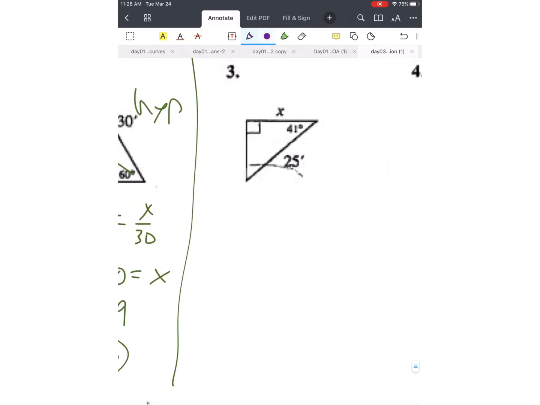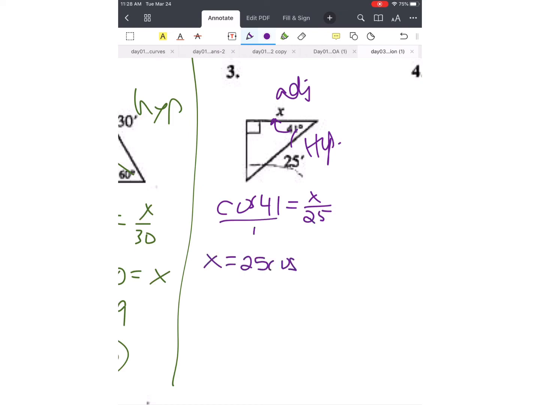We're going to have this one is adjacent. This one is hypotenuse. So this is cosine. So this is cosine 41 is equal to x over 25. So cross multiply. x is equal to 25 cosine 41. So 25 cosine 41 is 18.86. So this is x is equal to 19.